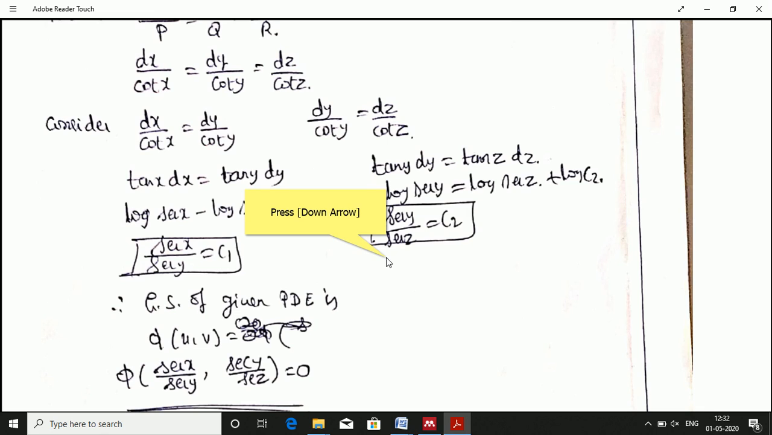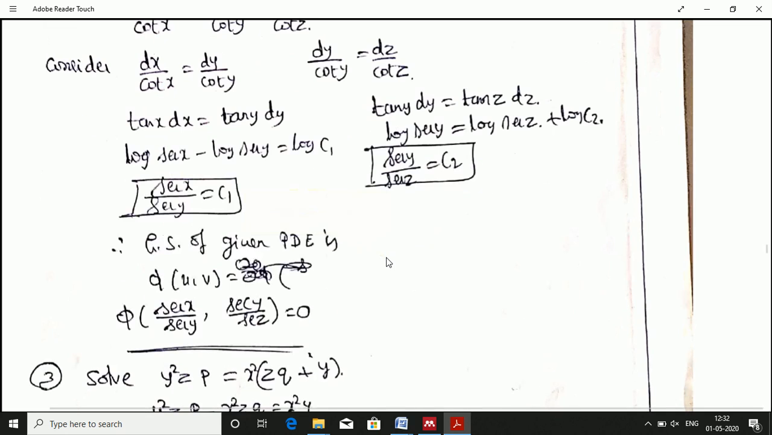Similarly, tan y integration is log secant y minus log secant z is equal to log c2. Take log secant z to this side and cancel log on both sides. Secant y by secant z is equal to c2. General solution of given PDE is phi of u comma v is equal to 0, or phi of secant x by secant y comma secant y by secant z is equal to 0.